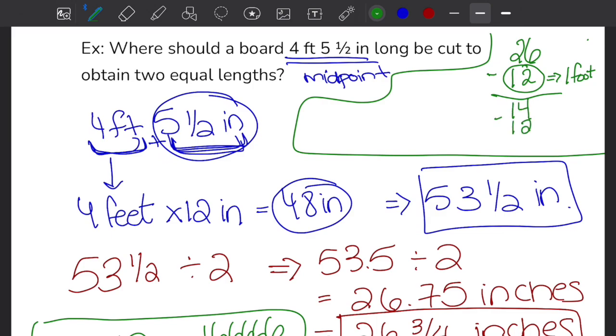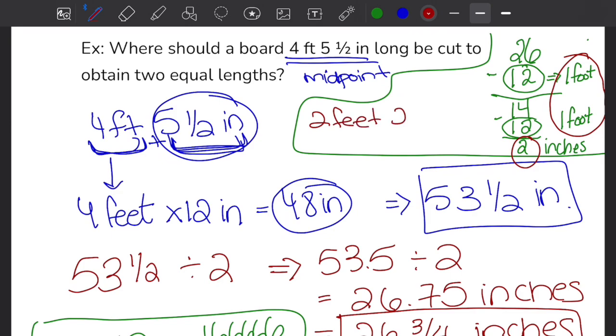Now take away another 12. So that means I have 2 feet now. That leaves me with 2 inches. So what's the final answer after I regroup? I have 2 feet and 2 inches. So let's write that down. So 2 feet and 2 inches.